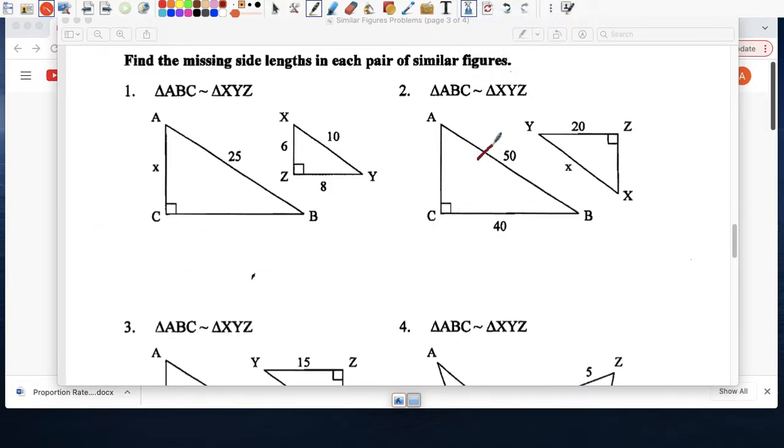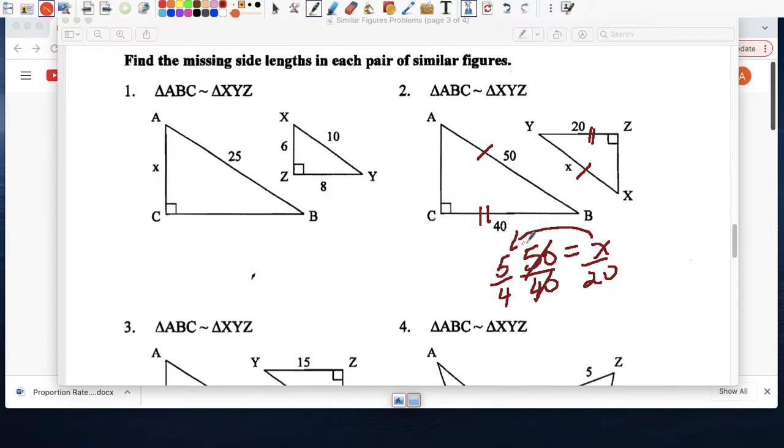Okay, this is the hypotenuse, right? The right angle triangle, which makes this the hypotenuse. So those two correspond, and then this side corresponds to that side. So 50 corresponds to x, as 40 corresponds to 20. Let's simplify this. So instead of 50 over 40, we can write 5 over 4. Much easier.